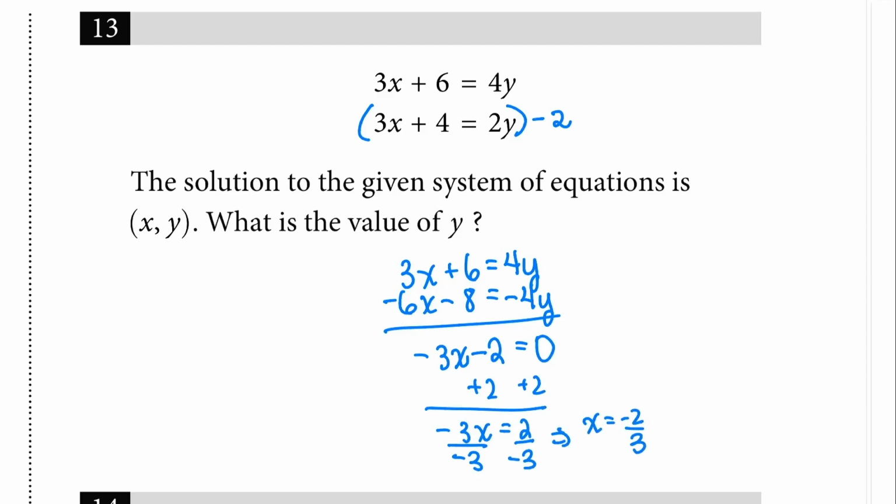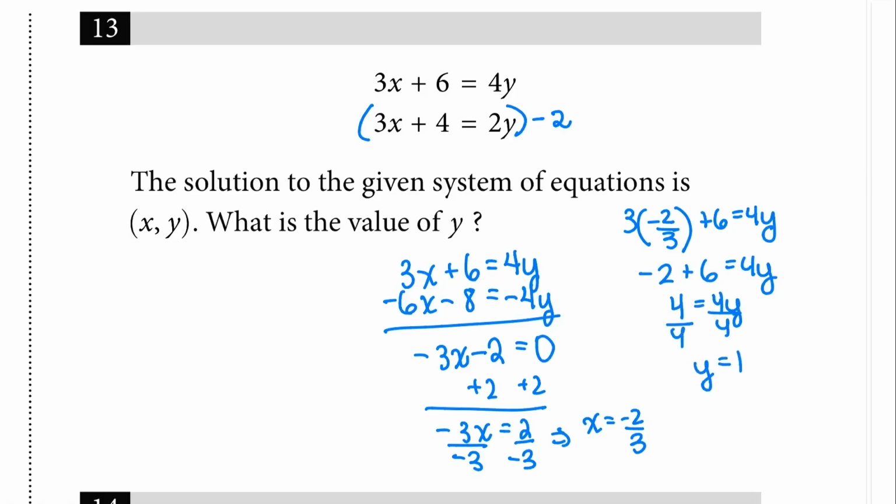Then we just have to plug that in. So we're going to get negative 2 plus 6 equals 4y. We're going to get 4 equals 4y. So y is 1.